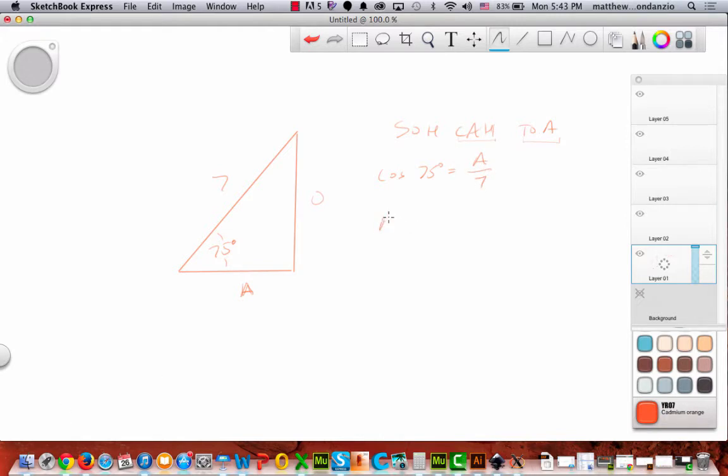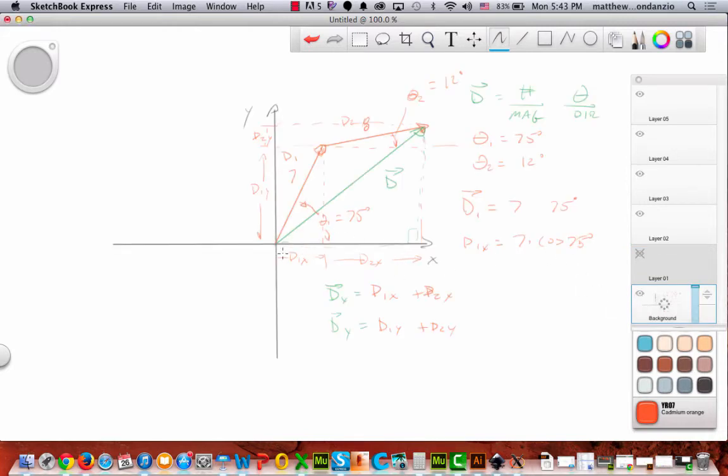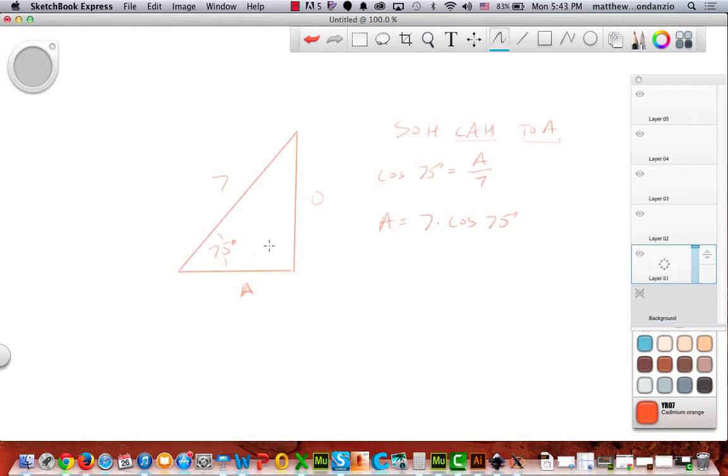So adjacent is equal to 7 times the cosine of 75 degrees. And if I go back, remember, that's essentially what I did. I said that the adjacent, which is d1x, is equal to 7 times cosine 75. I'm going to go back so you guys can see that again. This was my d1x. This is my d1y. And the same goes for sine.